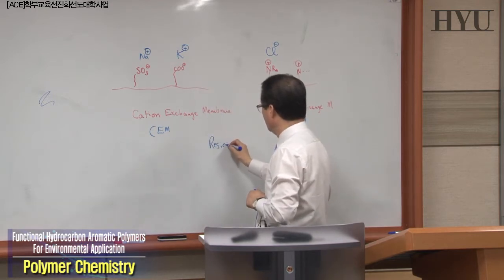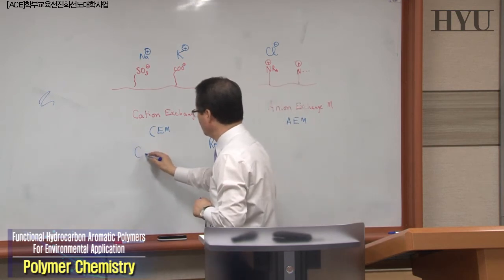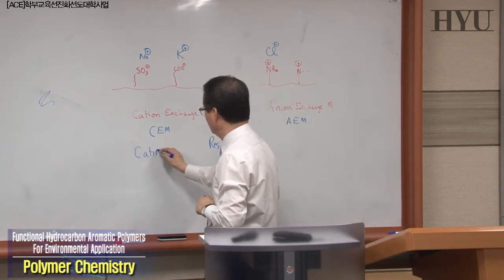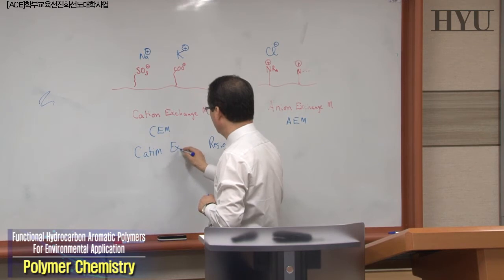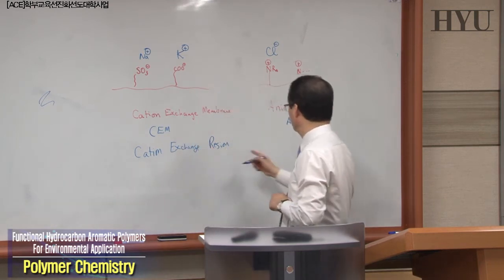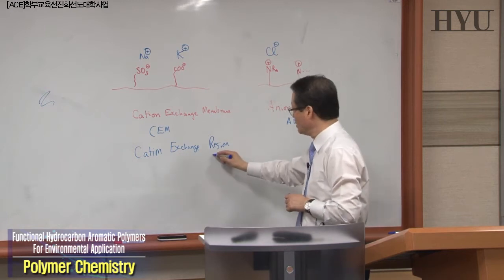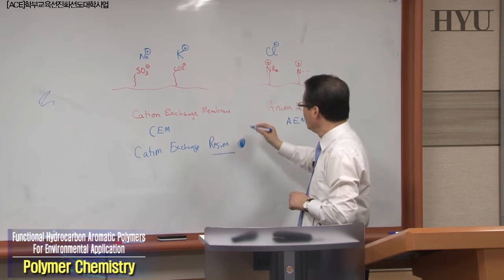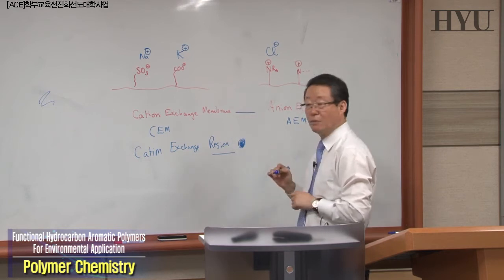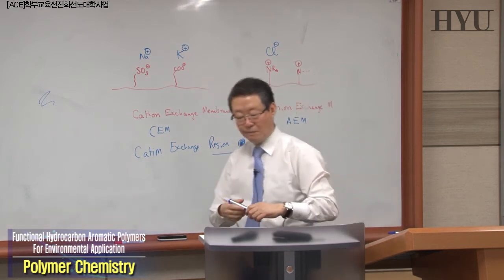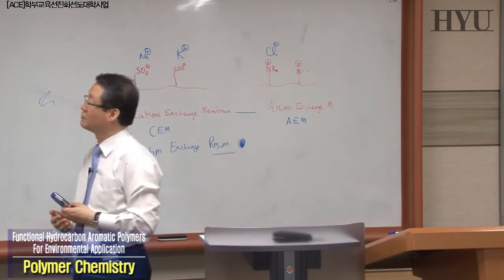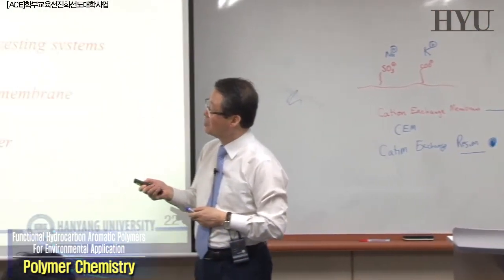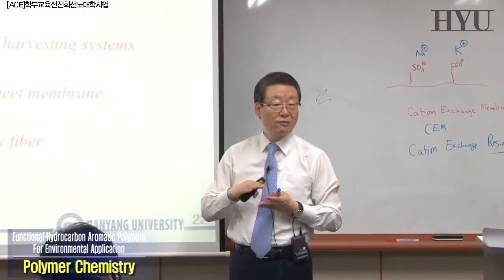Okay, in that case, cation exchange resin or anion exchange resin. Resin is a particle, and a membrane is in the film form. Okay? So I will talk about the film form.